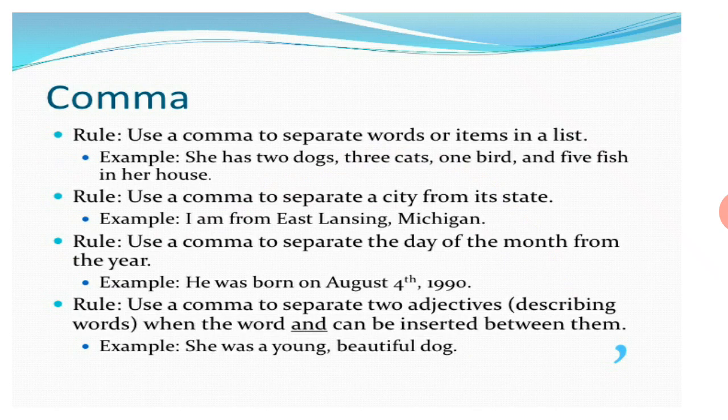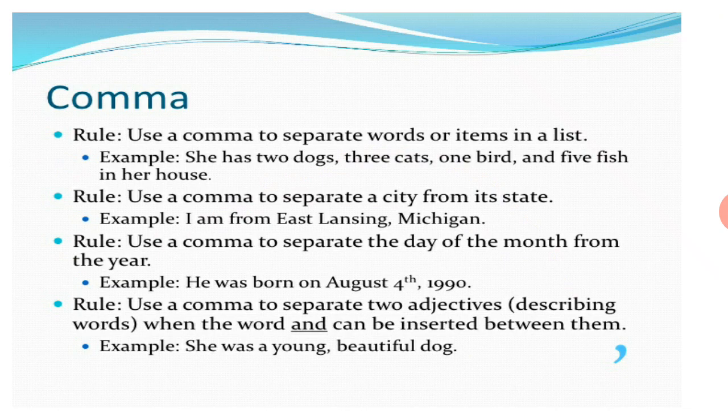Third rule, use a comma to separate the day of the month from the year. So when we are writing, he was born on August 4th, comma, 1990. He was born on 31st October, comma, 1877. This is the rule to follow.